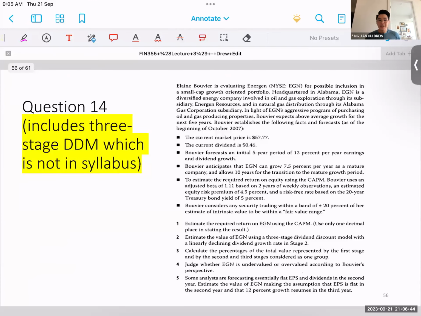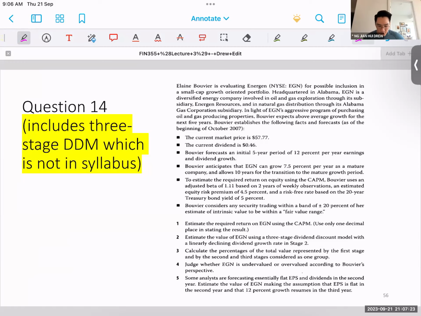So question 14. Let's look at question 14 because I feel it's a very good way to test your understanding of this division of the parts of the movement on the graph. Because at the end of the day, it can be a four stage, 5 stage, 6 stage. It can continue on, right? There can be many stages. And of course, the more stages you have, the more accurate your valuation is, right? So even though it's not in the syllabus in terms of calculating, I think it's important to know how to calculate. Okay. So let's go through this question again.